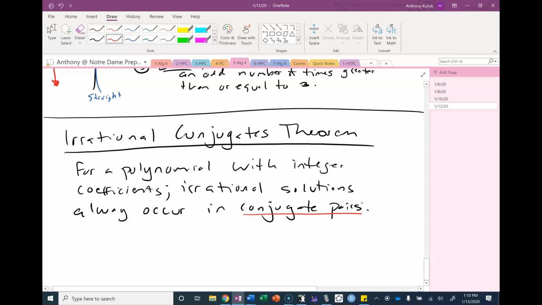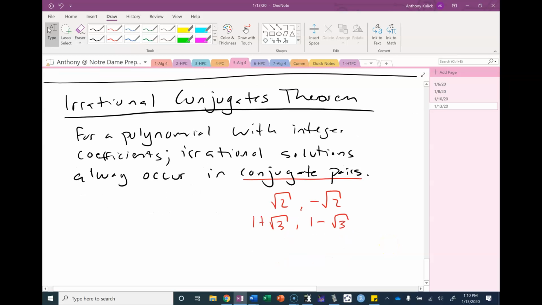The word here that we probably don't remember is, what do I mean by conjugate pairs? So for example, I'll just list some examples of conjugate pairs of irrational numbers. Square root 2 and negative square root 2 are conjugates. 1 plus square root 3 and 1 minus square root 3 are conjugates. 4 minus 2 root 7 and 4 plus 2 root 7 are conjugates. I think at this point, you get the idea what I mean by a conjugate. They're the same except for the sign in front of the irrational part, the part that contains the radical.